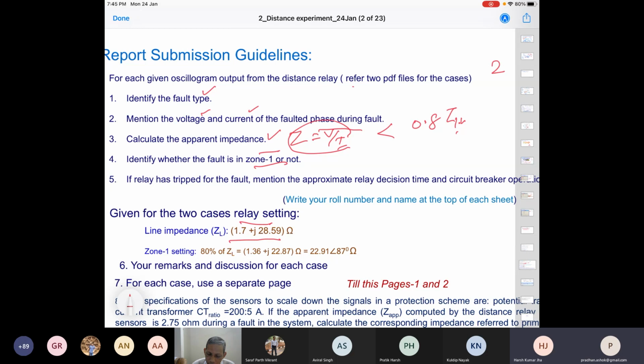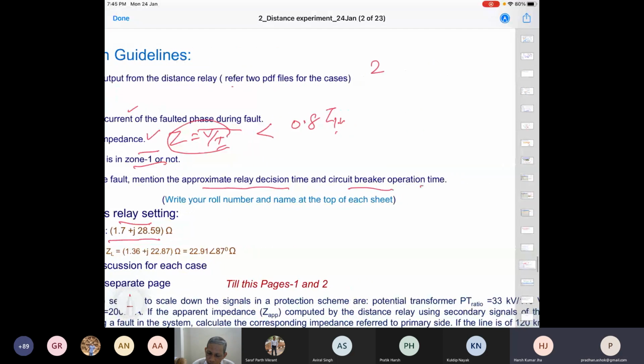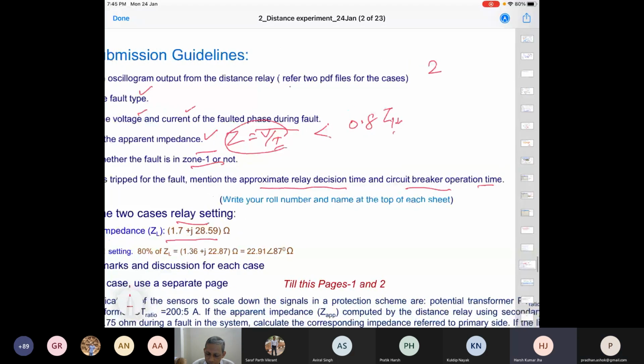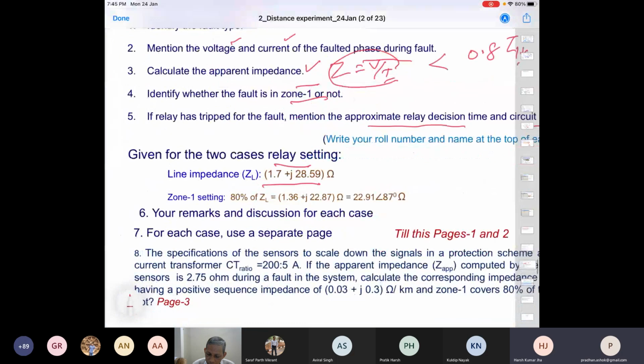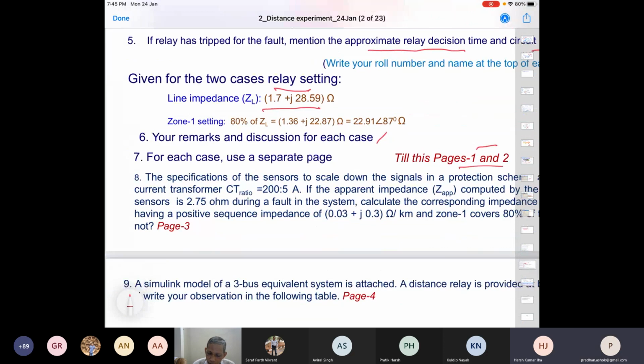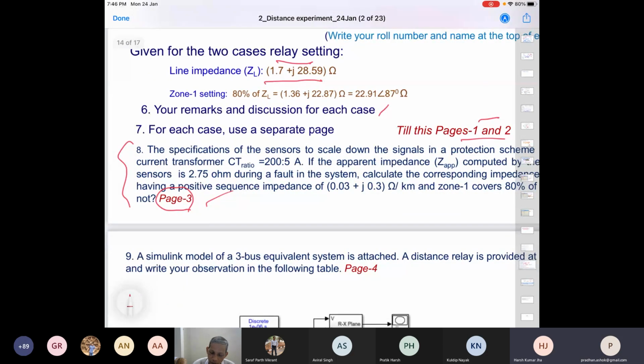If the relay has tripped for the fault, mention the approximate relay operating time and circuit breaker operation time. Agree? This is what you have to do in this part, and then some remarks and conclusion. So this is 2 cases, 2 pages are to be there. Now there is a calculation here, some CT PT ratio, and so you will understand this. We put that part on page 3. They are simple, so not a problem.